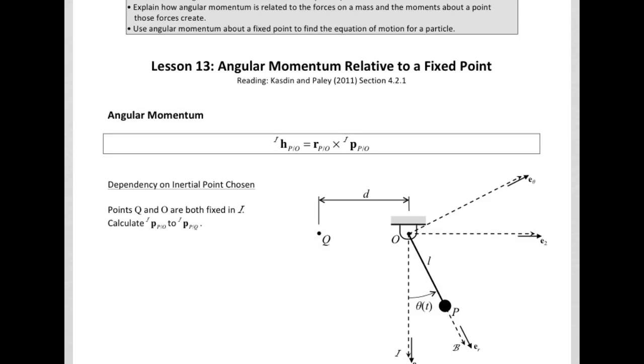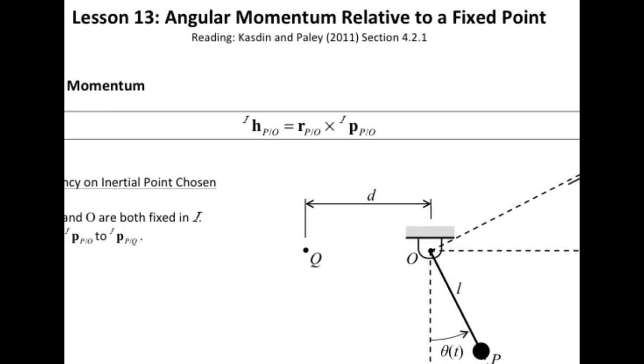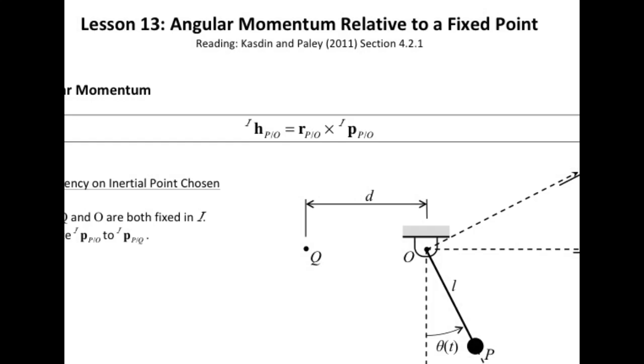And so let's start out with angular momentum. And this is angular momentum about a fixed point. So this is a point that's inertially fixed. And we're going to define this new term of angular momentum of mass P relative to point O, or around point O would be another way to say it, is equal to this arm, or this position vector from O to P, crossed with the linear momentum of that mass.